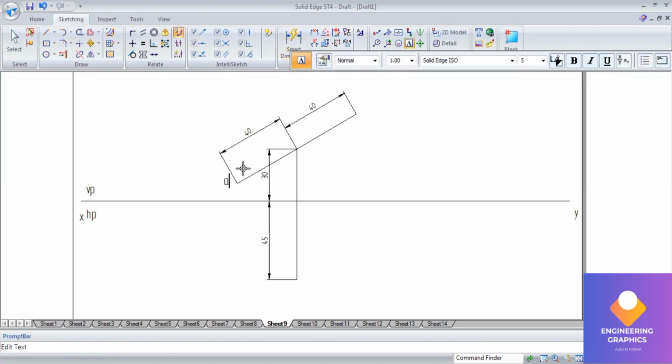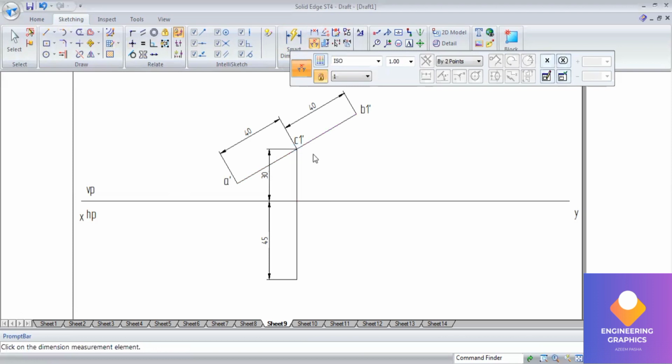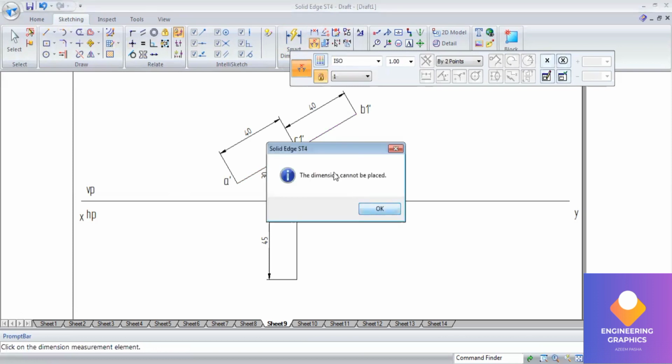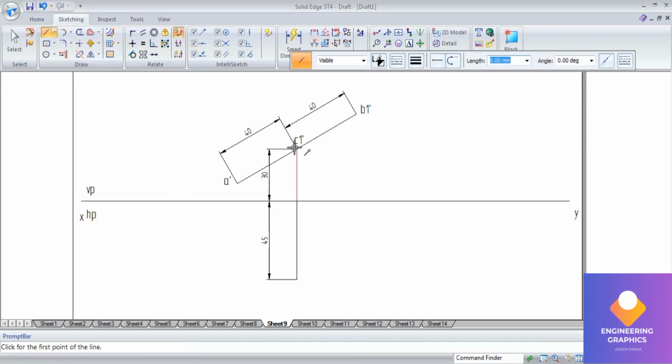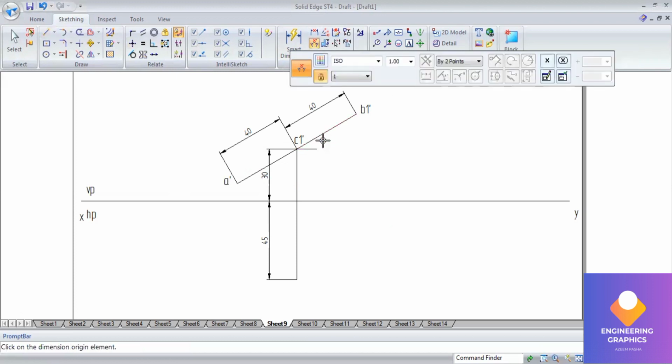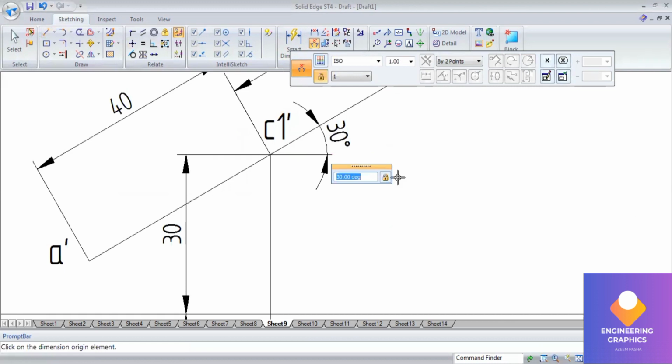Convention: this is A dash, this is B1 dash, and this is C1 dash. In the same way, in the HP plane also I'll draw the midpoint line. For showing the angle, I'll draw a smaller horizontal line from that C1 dash, from this end. Zoom in and show 30 degrees.